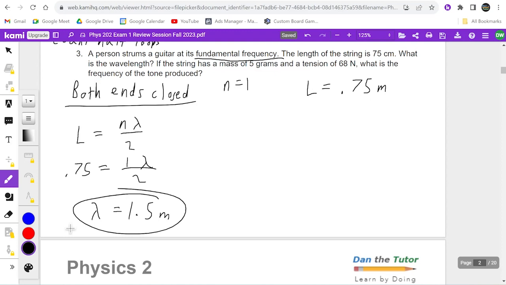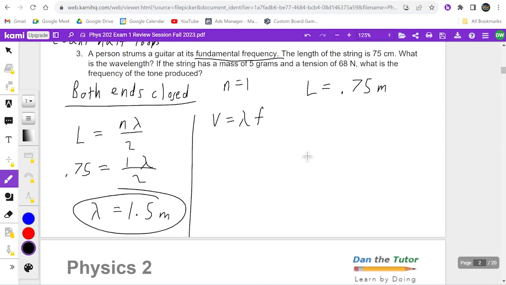And so now the second question asked, what is the frequency of the tone produced? If we want to know the frequency, then we've got to use this equation: v equals lambda times f, and then we're solving for f. So the good news is we know the wavelength, 1.5, but we don't know the velocity. And by the way, it is not 343.